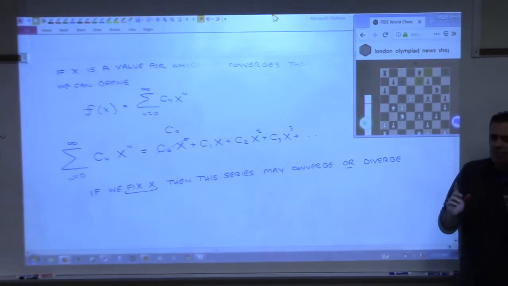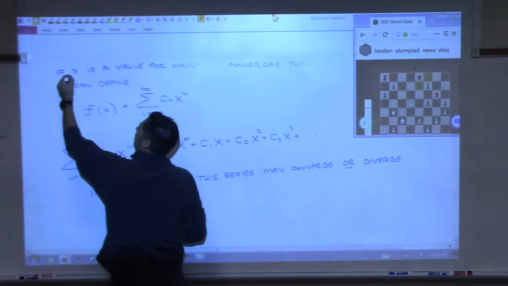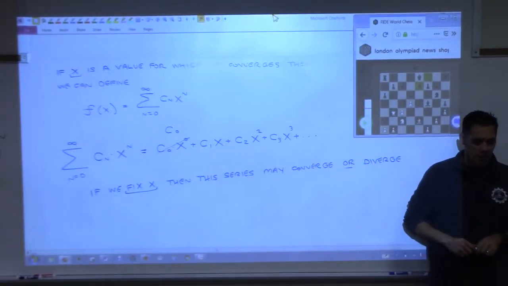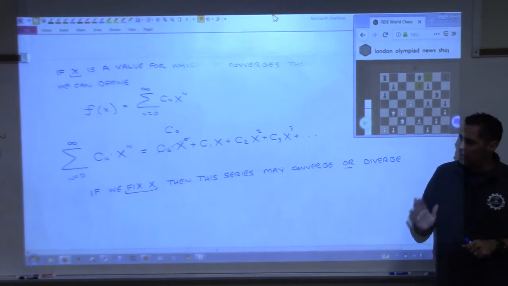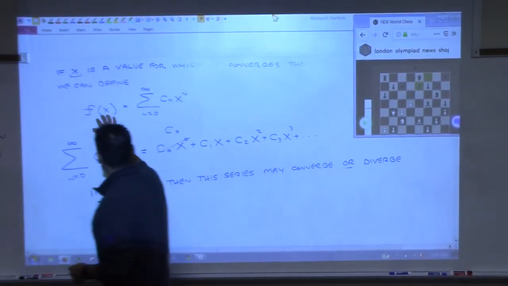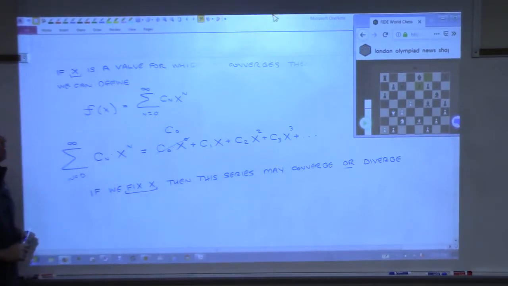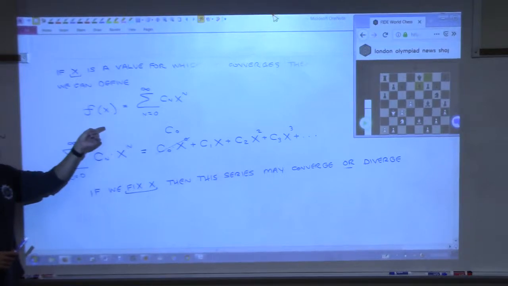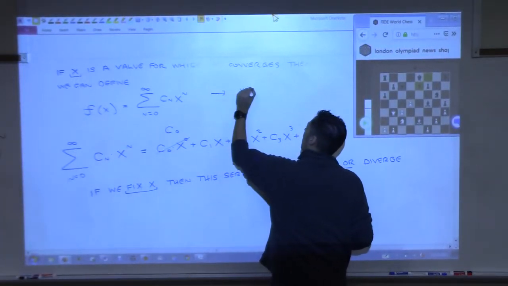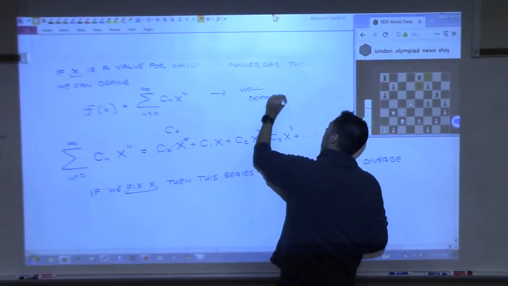Now, if we say, hey, just consider the x's that make it converge, all right? The x's that make it converge. Then I come in here and I define a function, a new function, to be that power series. Then this is a well-defined function. This right here is well-defined. What do I mean by this? Come on, I feel like I'm losing you.